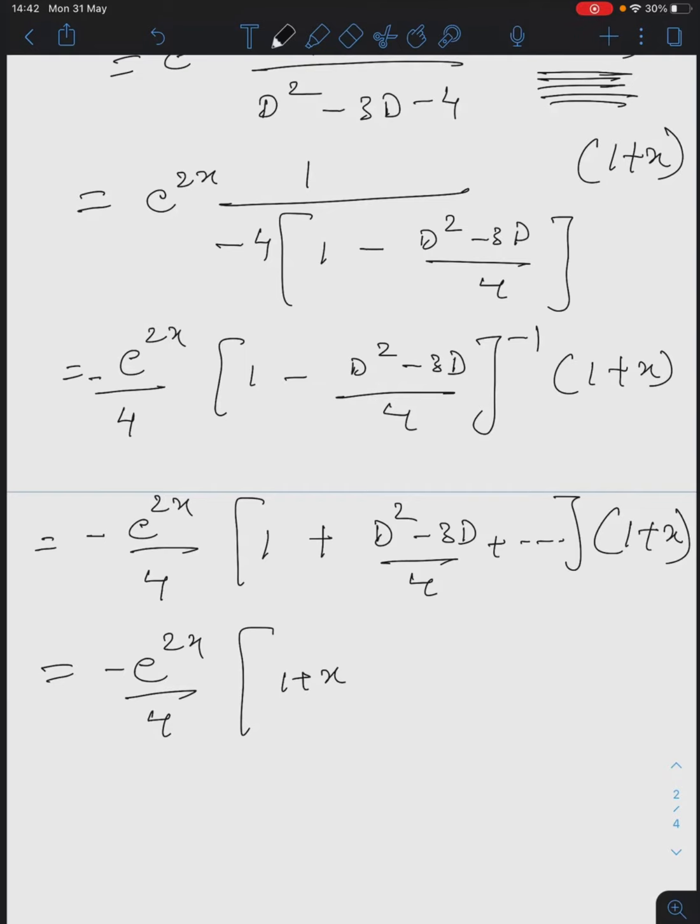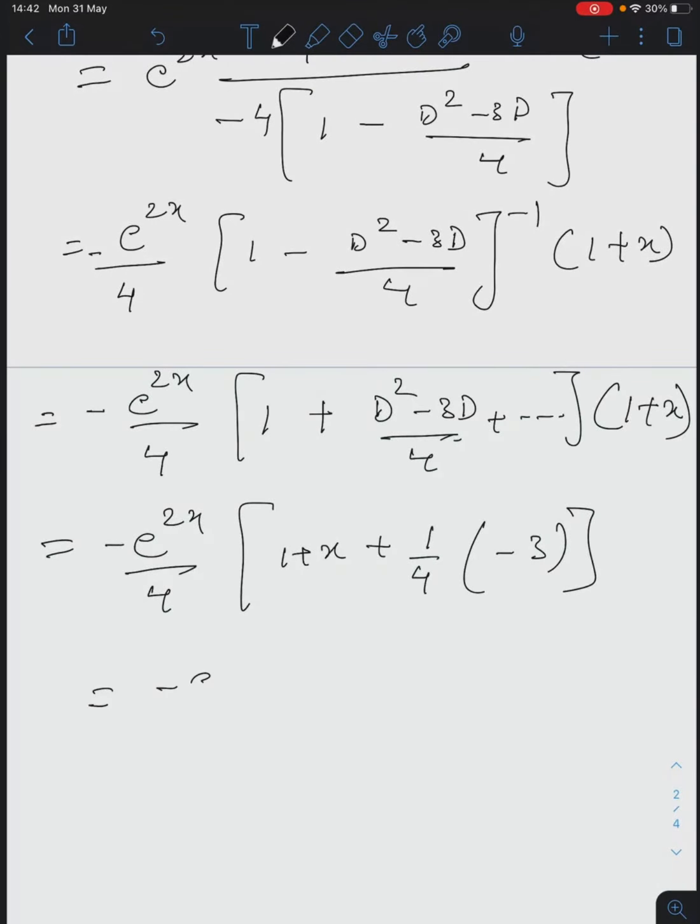Then you will have 1 by 4. Now d square minus 3d, you need to apply it on 1 plus x. So when you apply it on 1 plus x, what you are going to get, tell me? D square when you apply on 1, it will be 0. D square when you apply on x, it will be 0. So what you need to apply? Only d you need to apply. So you will get minus 3 only. Is it or not? Yes, ma'am. So this is the result you are going to get. So this will be minus e to the power 2x by 4 as it is. It is 1 plus x minus 3 by 4.